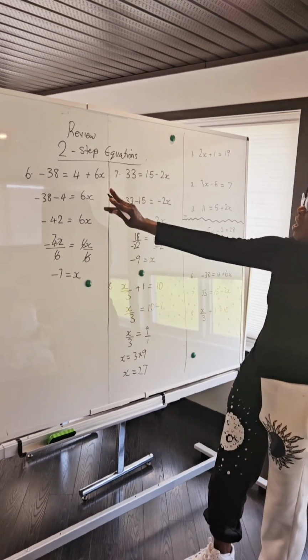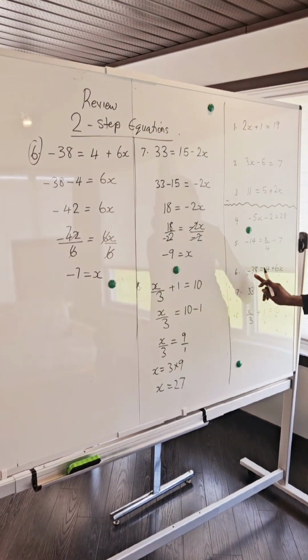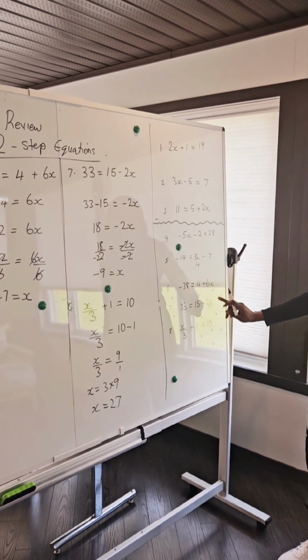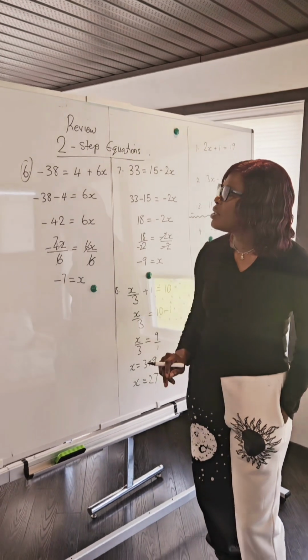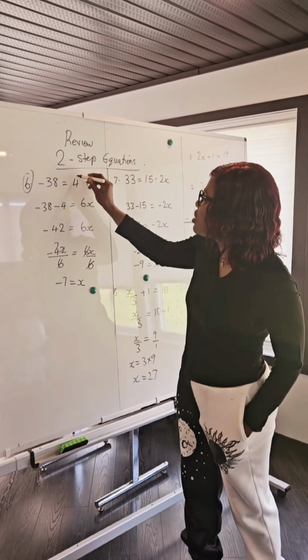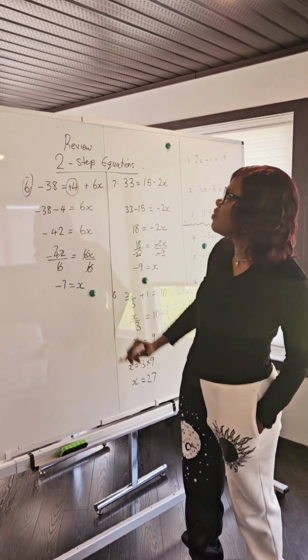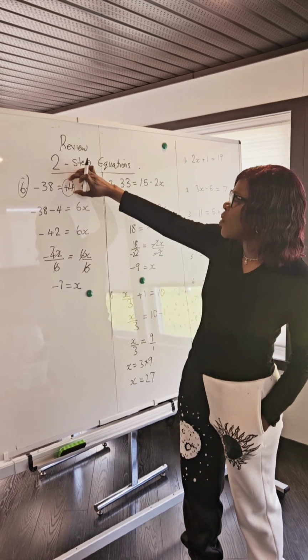Then let's quickly look at question 6. Question 6: -38 is equal to 4 plus 6x. So what will be the first operation here? The first operation is to eliminate this. If there is no sign there, what does it mean? It means positive, plus. So I need to eliminate this plus 4.